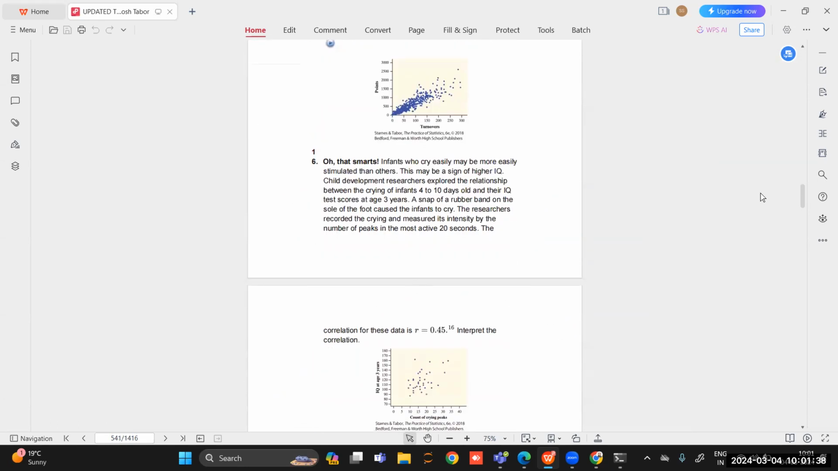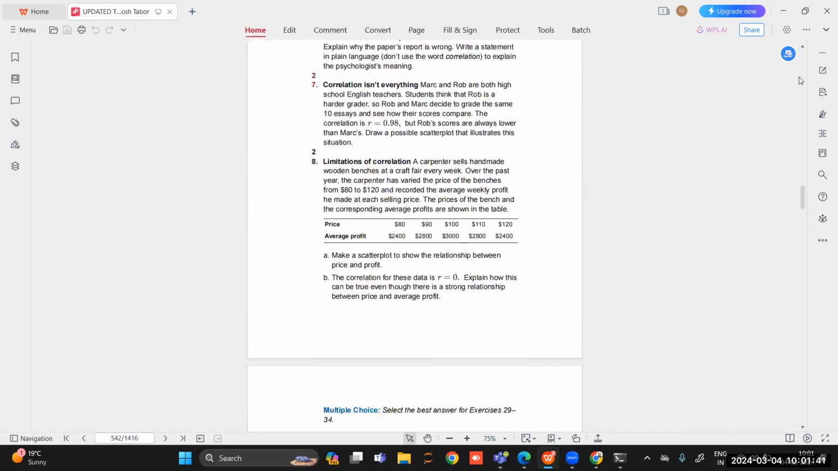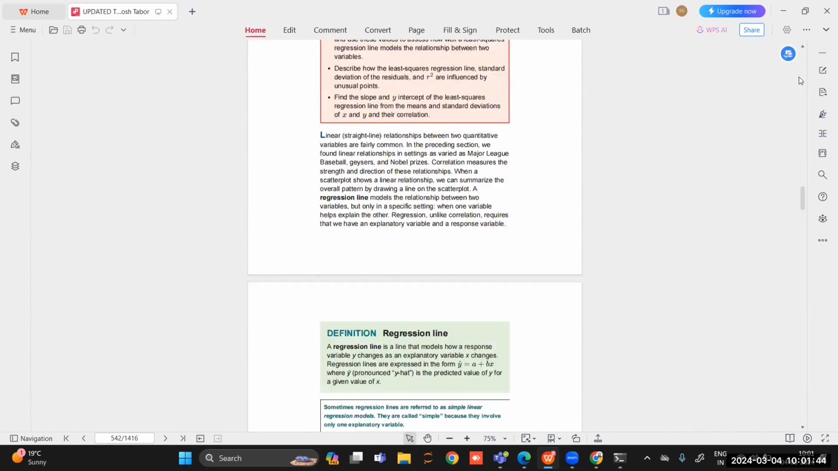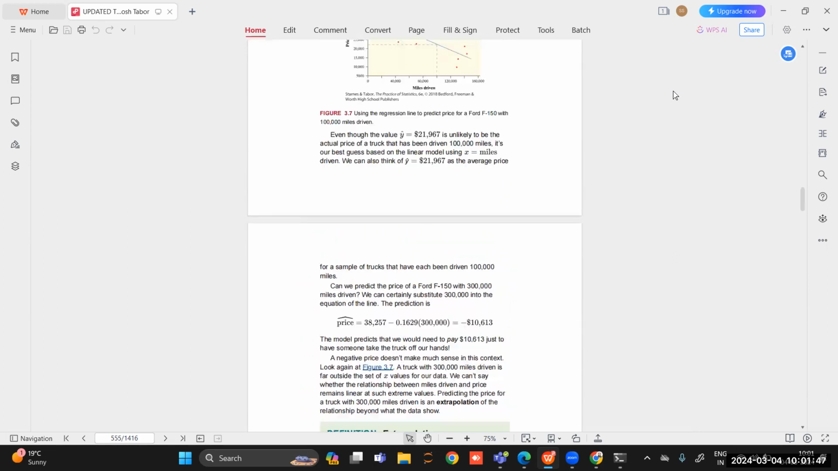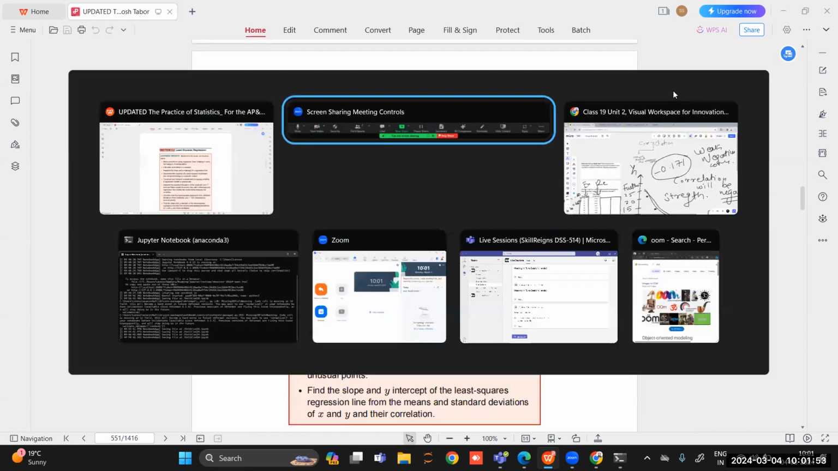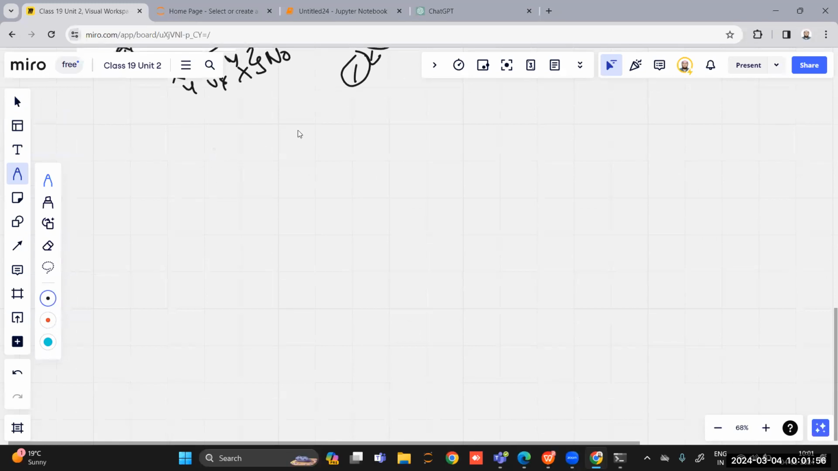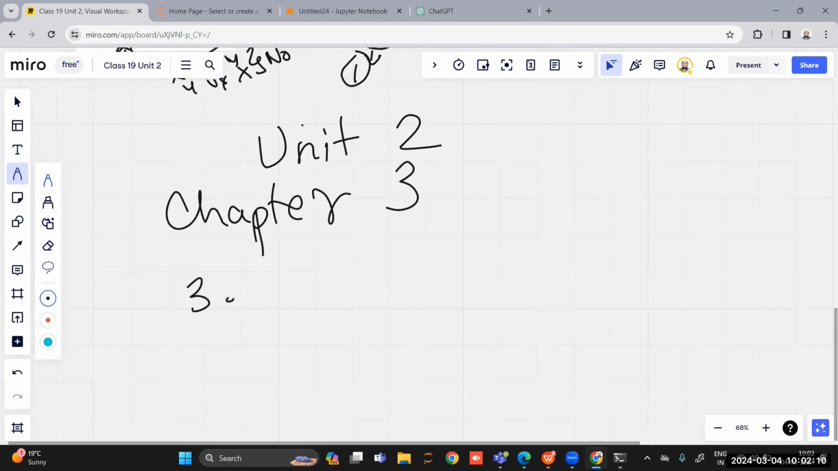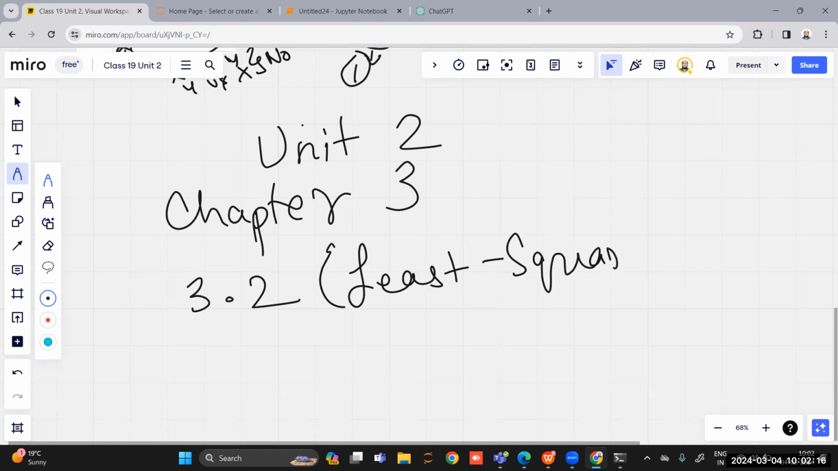Okay, so we'll move on to our next topic for today. That's one more important topic that has many subdivisions in it. Okay, that's the least square regression. This is chapter 3, unit 2. We are on unit 2, in which chapter we were on 3. Okay, and in that we are on 3.2. So what it is: least square regression.